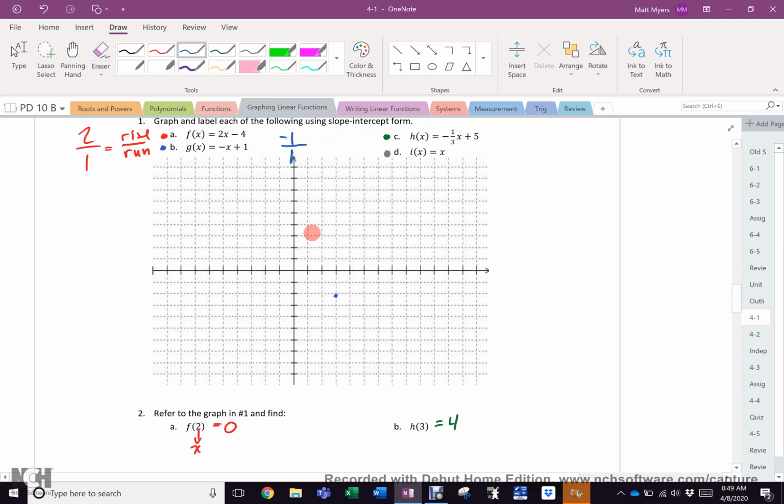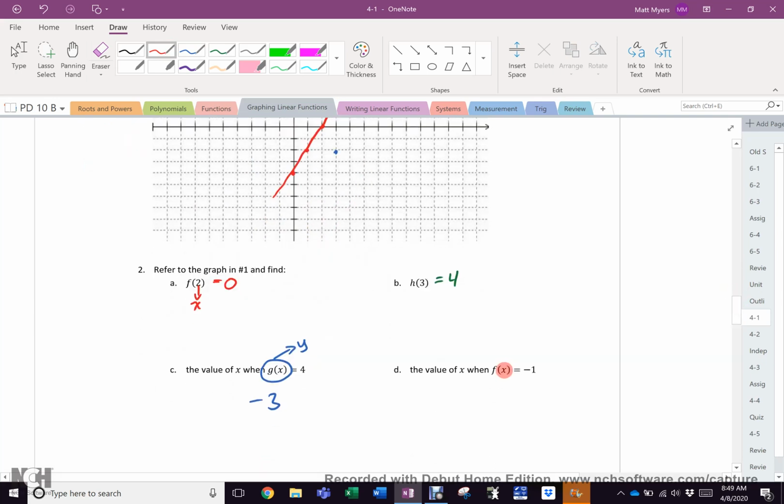And f of x when it's -1. So that's my red line again. Bring my red line back. Right there. -1. So I go down to -1 and I go out to here. And what would you say that is? That's about 1.5. And we're good.